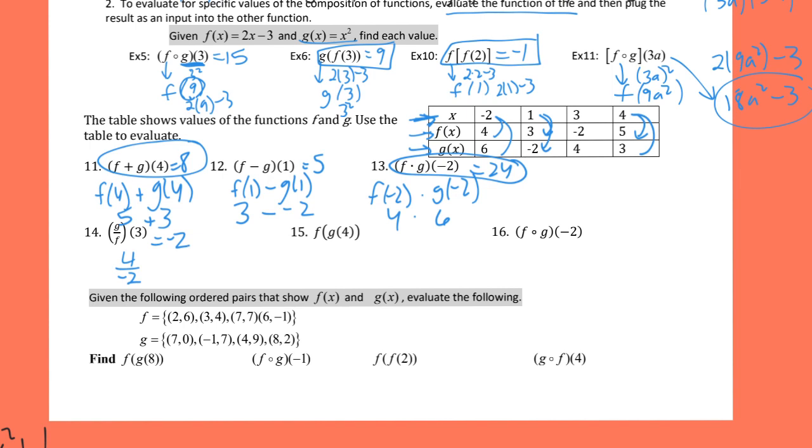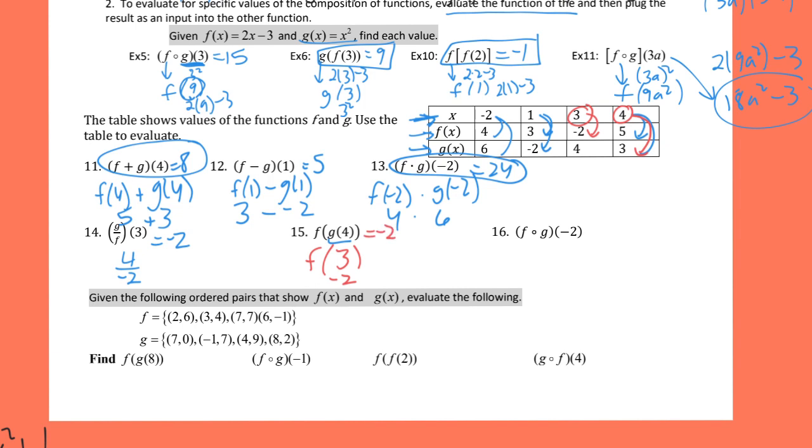Now, here's where you've got to be a little sneaky. You don't do F of 4 and G of 4 and then multiply. This is F of G of 4. That means you start and evaluate G of 4. If you plug in 4 to G, the result from G is going to be 3. Now I have to plug 3 as an input into F and see what happens. So you take 3 and put it into F and you get negative 2.